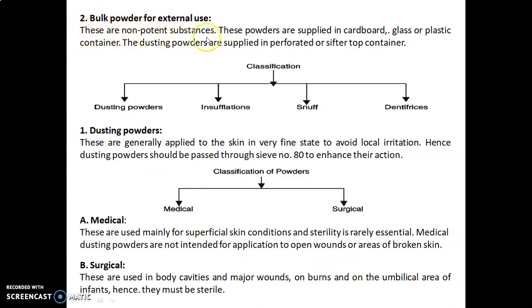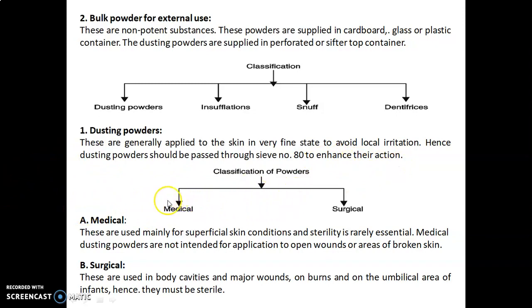These are non-potent substances. These powders are supplied in a cardboard, glass or plastic container. The dusting powders are supplied in a perforated or sifter top container. The classification of bulk powder for external use is first of all dusting powder, then insufflations, snuffs and dentifrices. We will discuss dusting powder. These are generally applied to the skin in a very fine state to avoid local irritation. Hence, the dusting powders should be passed through sieve number 80 to enhance their action.